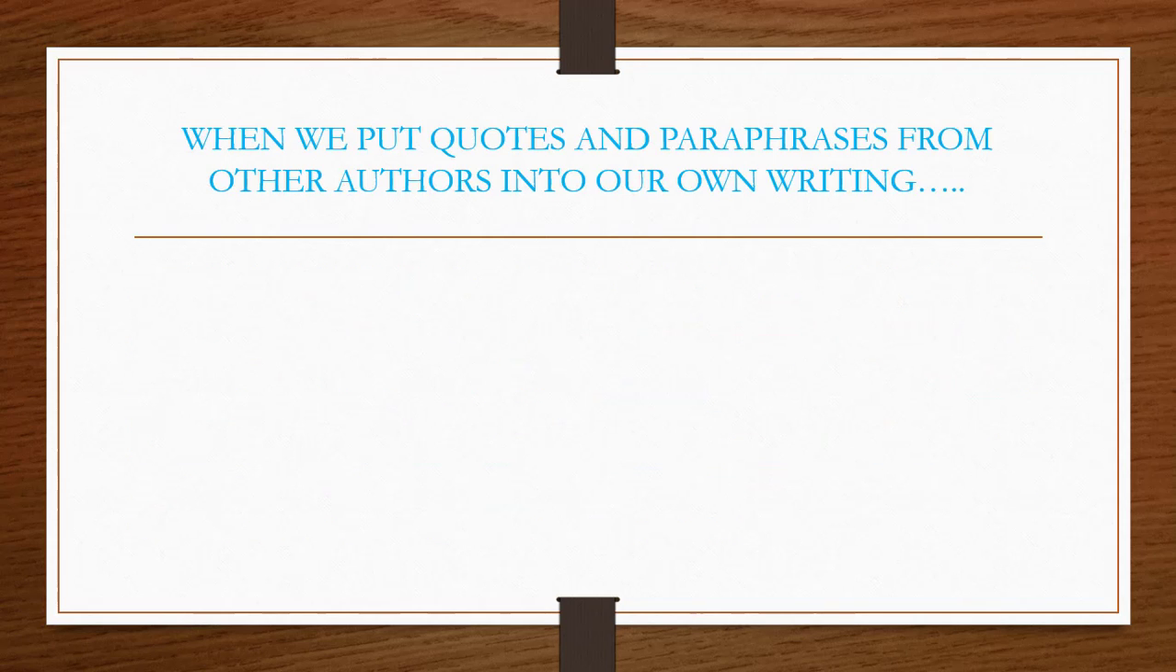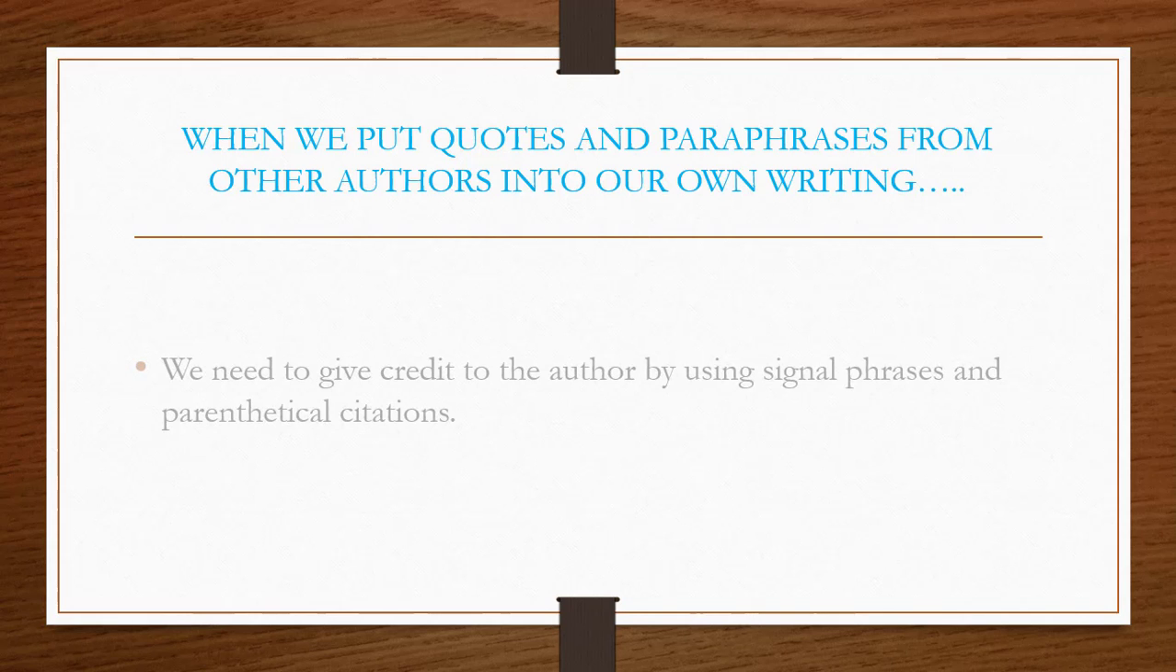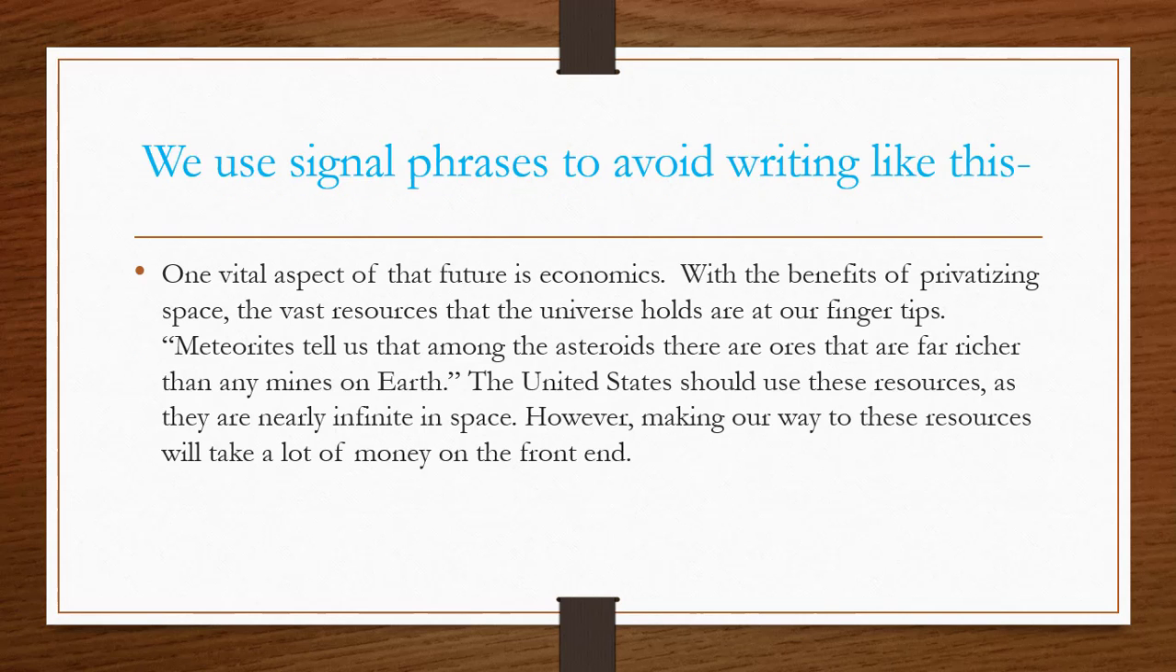When we put quotes and paraphrases from other authors into our own writing, we have to give credit to the author, and we do that by using signal phrases and parenthetical citations. We also use signal phrases to avoid writing like this. Here on the screen, you'll see a paragraph about space and meteorites. You'll see a quote in the middle of the paragraph. But the quotation marks surround the very beginning of that sentence and the very end of that sentence.